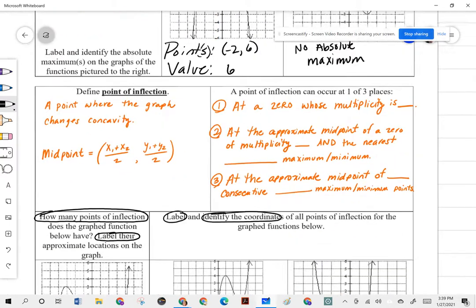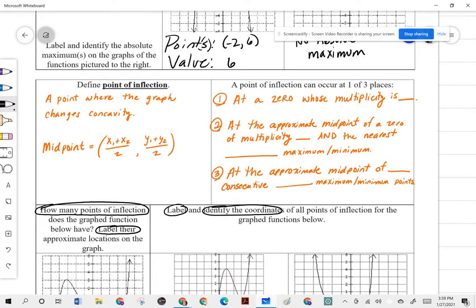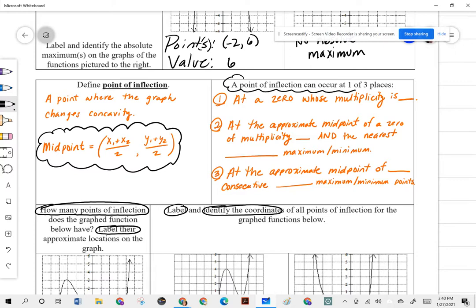Okay, now let's take a look at the definition of the point of inflection. All right, so we talked a little bit already about where the graph changes concavity. This is also going to be one of the formulas that you'll need to utilize sometimes in order to find the point of inflection. So here is a key idea of when and how you can identify when a point of inflection occurs. It can occur at one of three places.